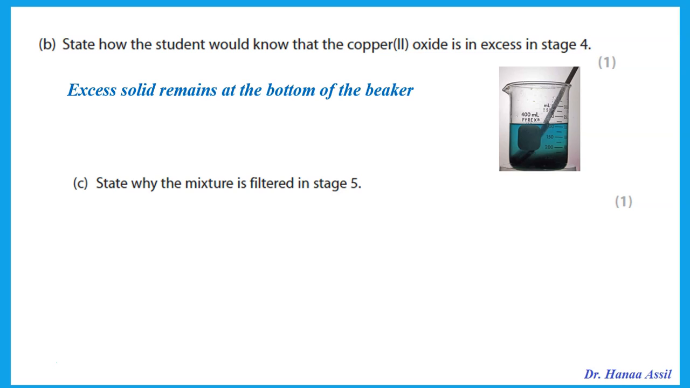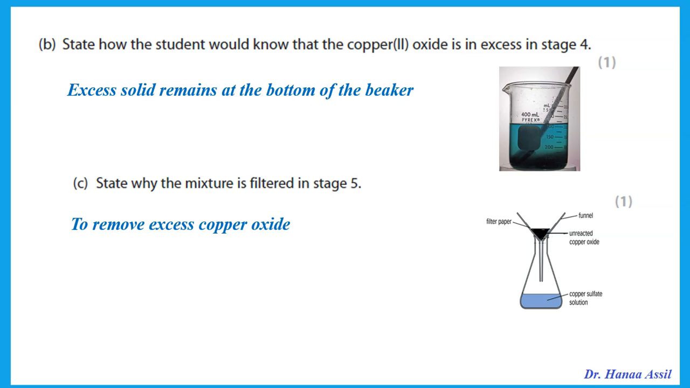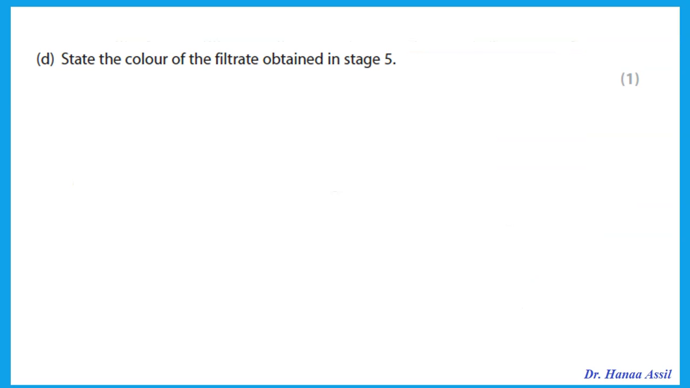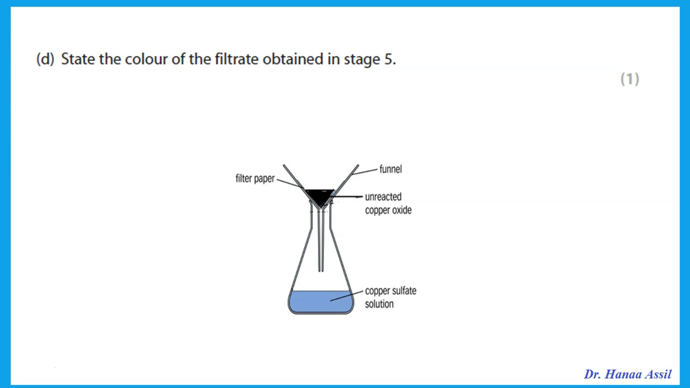Now state why the mixture is filtered. What are we trying to get rid of? We're trying to get rid of the excess copper oxide that we added. So actually what we want is the filtrate, the copper sulfate solution that goes down. What would be the color of the filtrate? What are we making? We're making copper sulfate from copper oxide with sulfuric acid. You should realize copper oxide plus sulfuric acid forms copper sulfate, and the color of copper sulfate solution is blue.